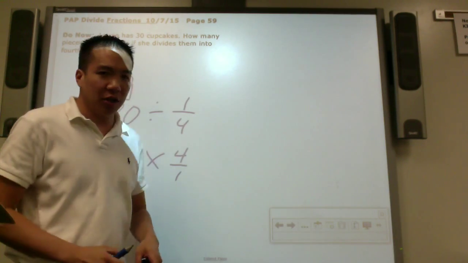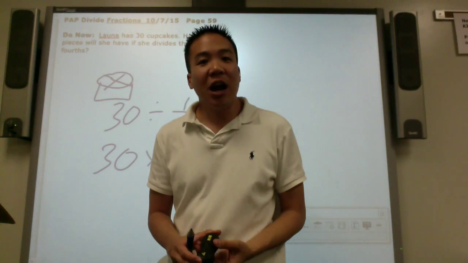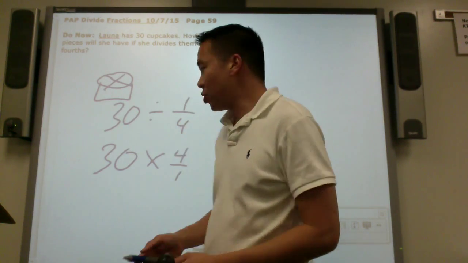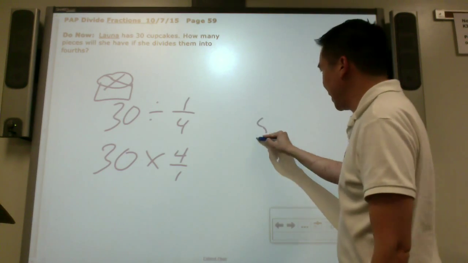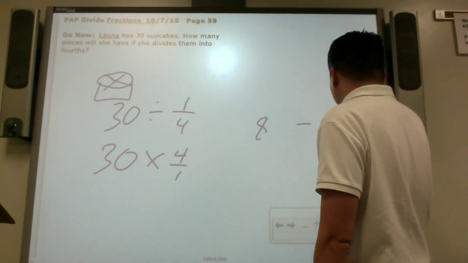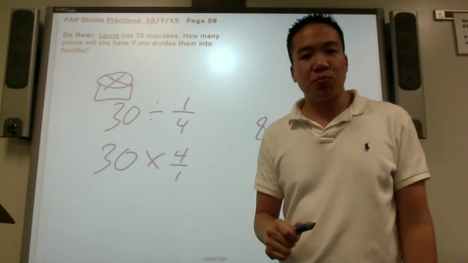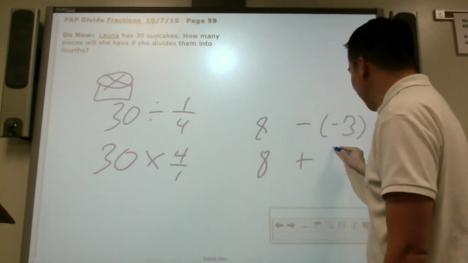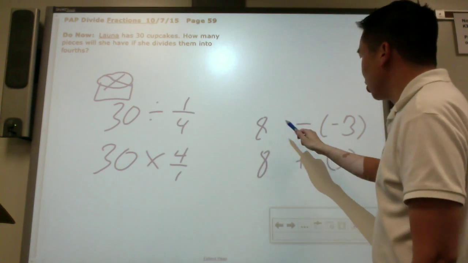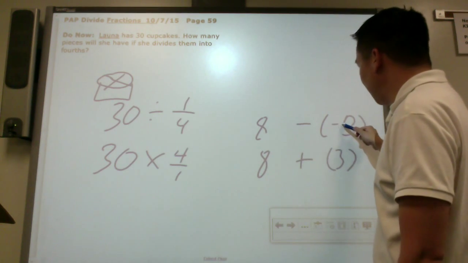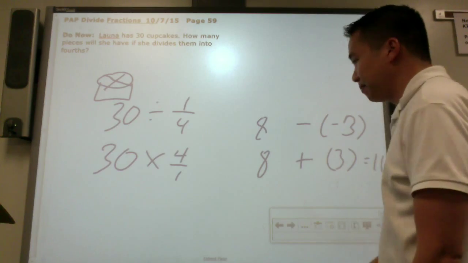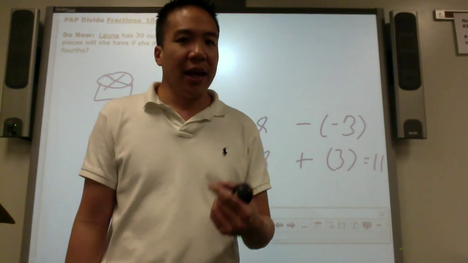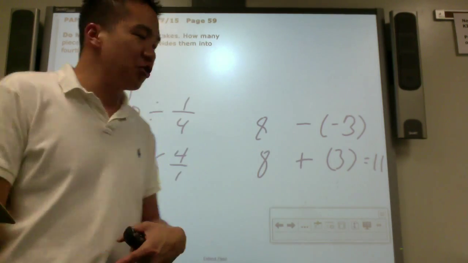Some of you keep saying to me, oh yeah, I learned something last year called keep, change, flip. So like for subtraction, 8 minus -3, you can turn a subtraction expression to an addition expression. Some of you all use keep, change, flip. So you keep it, change it, flip -3 to 3, and you get 11. And it works with turning a division into a multiplication expression.